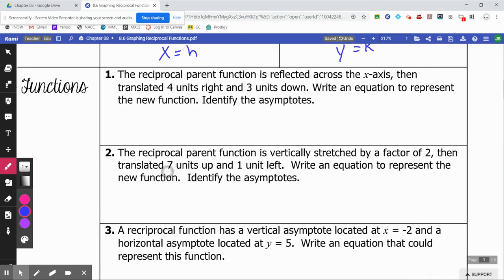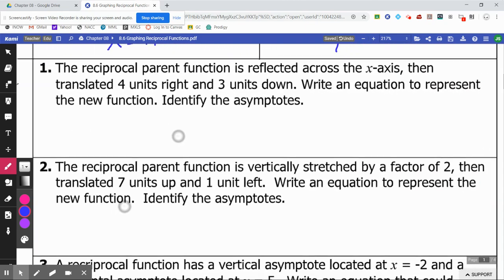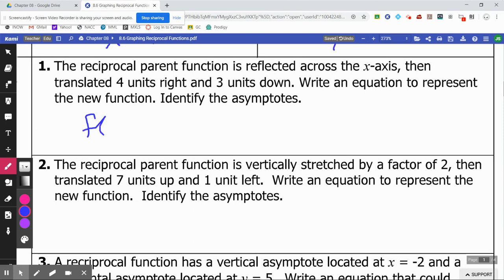First one, writing functions. Number 1 says the reciprocal parent function. So we're dealing with our reciprocal parent. So let's write f of x is equal to 1 over x.